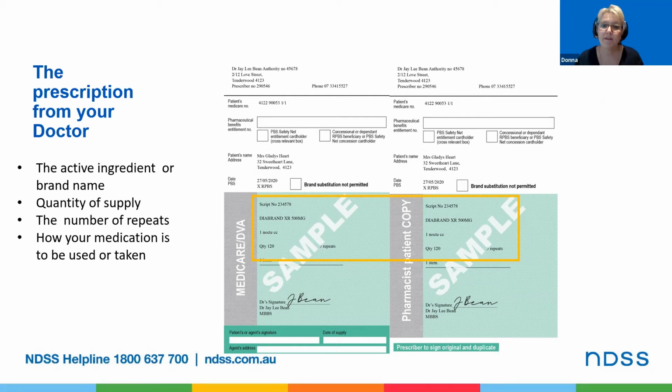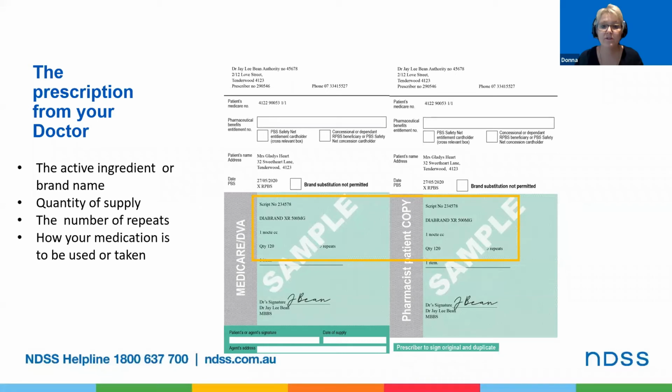On this prescription, in the highlighted green section, the quantity that will be supplied to Gladys with each dispensing will be 120 tablets. This is generally, but not always, the size of the box or bottle the manufacturer has supplied. Dr. J. Lee Bean has requested 5 repeats for Mrs. Gladys Hart. This means that Gladys can get 6 supplies of Diabrand XR 120 tablets in total over the time span of the prescription. That is 1 original supply, which is repeated 5 more times.